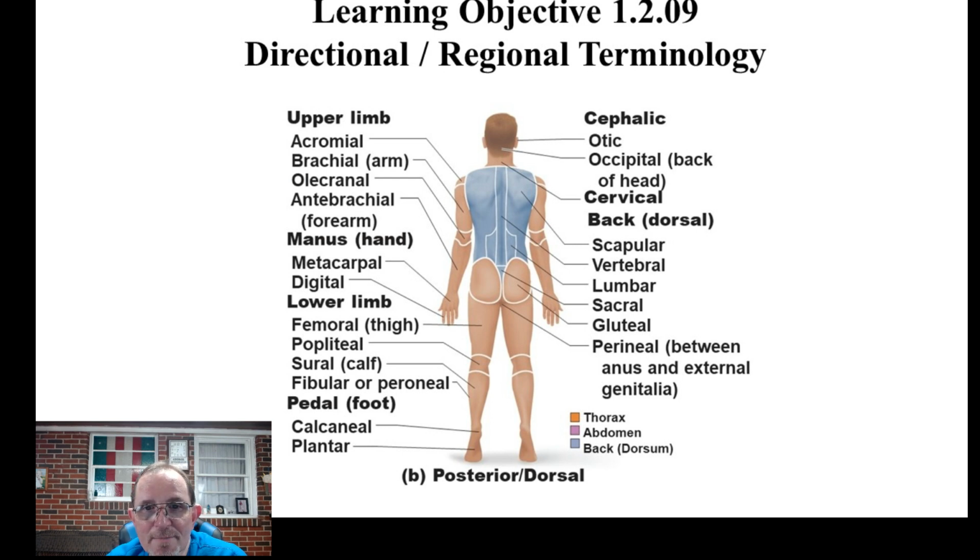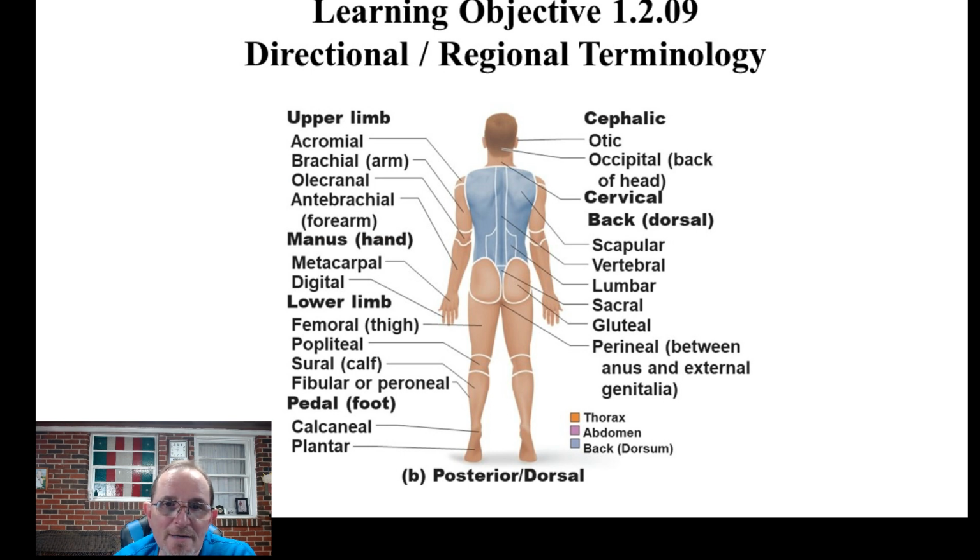Cephalic we already talked about. Now, we didn't talk about this. The ear is called the otic region. So mom brings in the baby for an ear infection. We give them otic antibiotics. This region right here, just underneath where the skull bulges out, is called the occipital region.